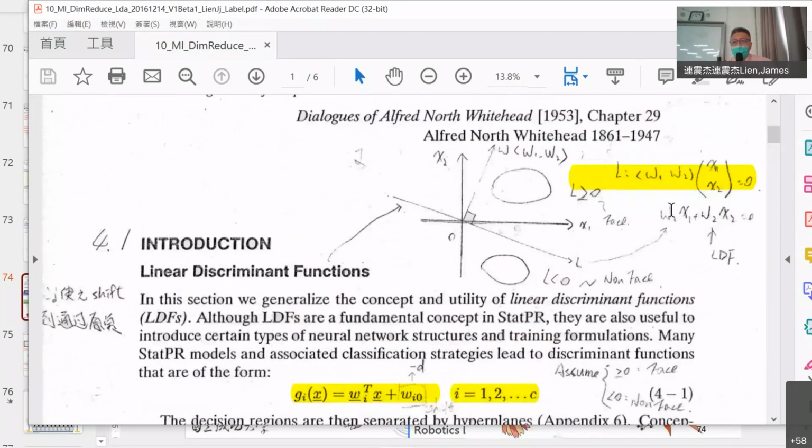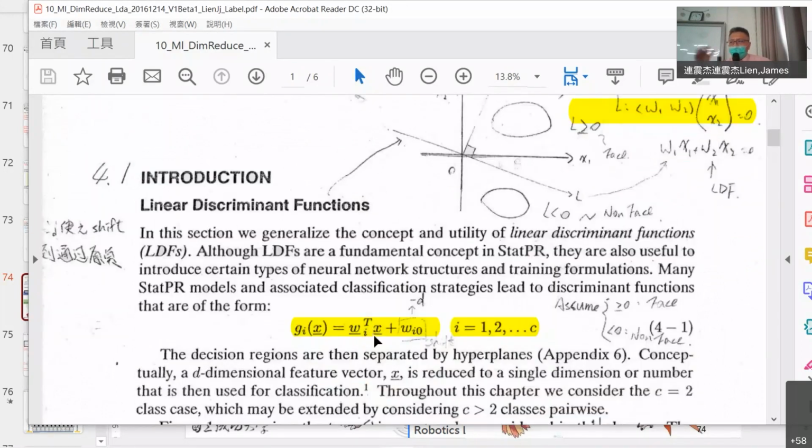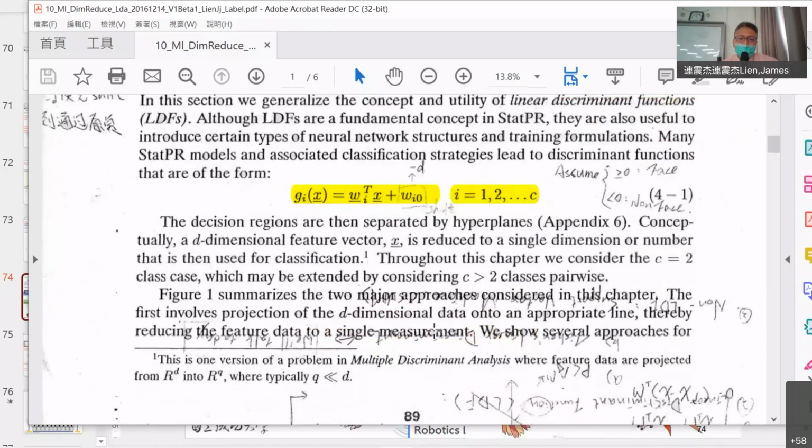So in any equation here, the coefficients W control the rotation, and the constant term controls the translation. So it's an affine transform. For any line or plane, the normal vector controls the rotation angle and the constant term controls the displacement. That is an affine transform.